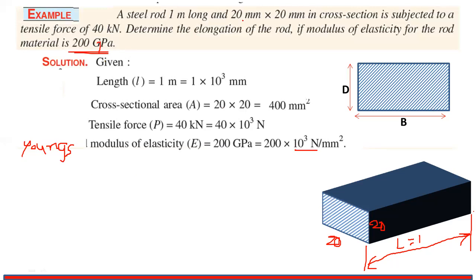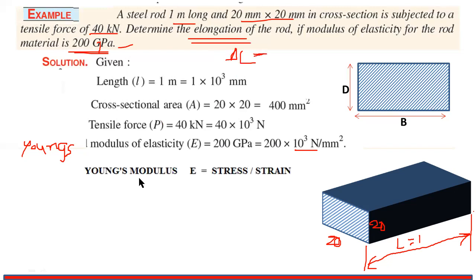So here the cross section is given, the original length is also given, and the load acting on the bar is also given. Thus P, area, length and Young's modulus. So these 4 values are given in our question. By using these, we have to find the value of elongation or change in length or extension, that is delta L.